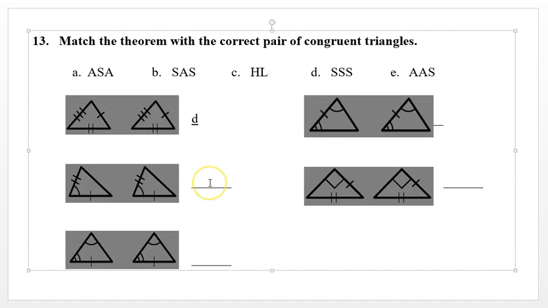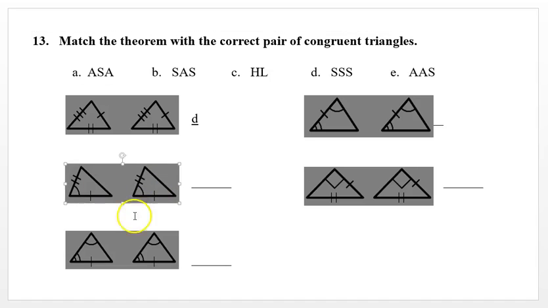Okay. Now on this next one right here, go in order, like counterclockwise or clockwise. Either way, you're going to end up with the same thing. This one starts out with side, then goes to the angle, and then side. So that's what theorem it is. Side, angle, side, which is, where is it? B.